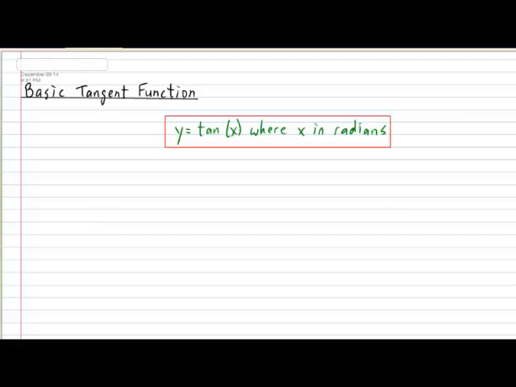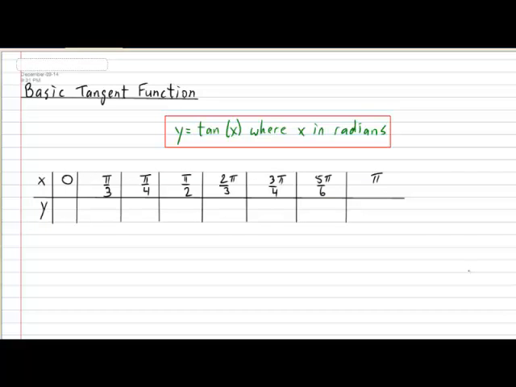In order to best illustrate how the basic tangent function looks like, we'll use a table of values. Please take a moment, pause the video, and prepare the following table of values with the given independent variables. Go ahead, do it now. With your table of values ready to go, and your calculator in your hands, let's take a look at what the tangent of some of these independent variables will give.